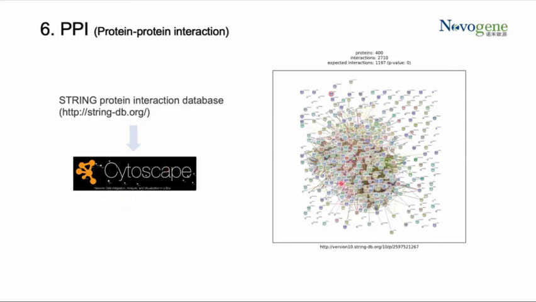And then you can produce this network showing on the right. So each node will show one protein, and the edge shows the potential relationships between two proteins or two genes. So in this way, it will help you to check their potential interactions between different genes or different proteins.